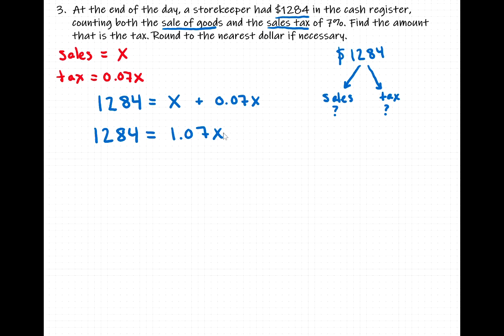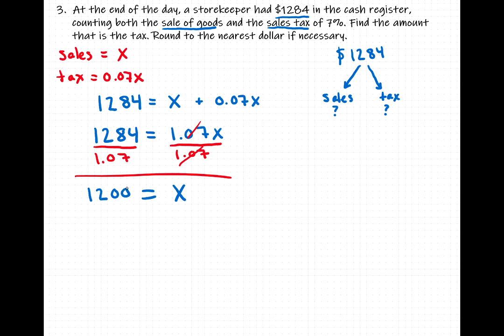Right, so we have to solve for X, and on the right-hand side we have 1.07 times X, so the opposite of times is divide. So let's divide by 1.07, so that will cancel off the 1.07. So whatever we do to one side, we have to do to the other. Okay, so on the right-hand side of the equation we have simply X, and on the left, well, this is a job for the calculator, and if you take out a calculator and do 1,284 divided by 1.07, you will get exactly 1,200.